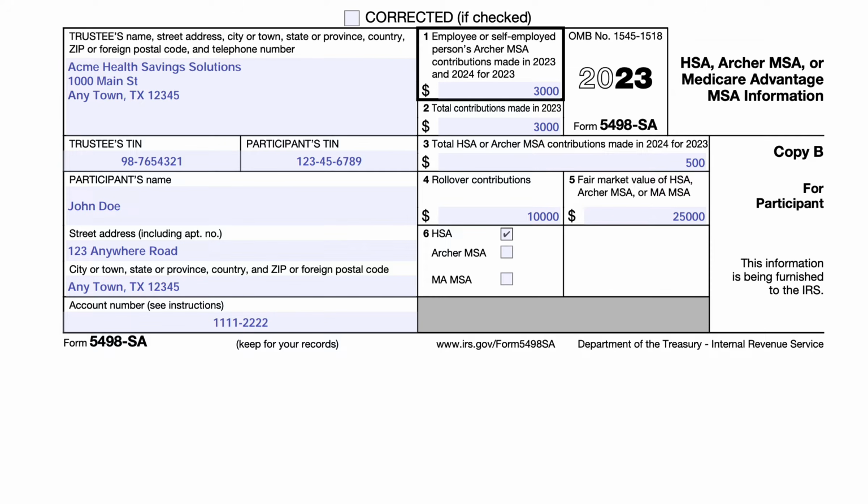We'll be going over IRS Form 5498-SA, HSA, Archer MSA, or Medicare Advantage MSA information. So this is an informational tax return that's generally filed by account custodians, so HSA administrators or MSA administrators, and it's reported usually after tax season. So between mid-April and the deadline of May 31st, taxpayers should expect to receive participant copies of this tax form.